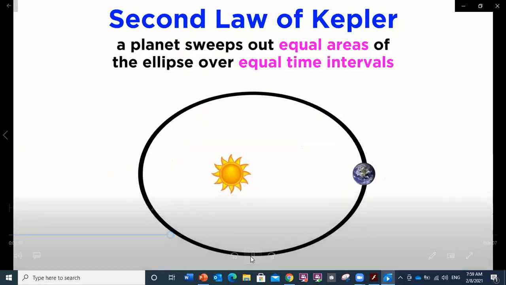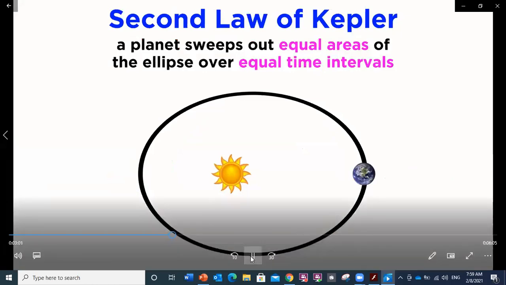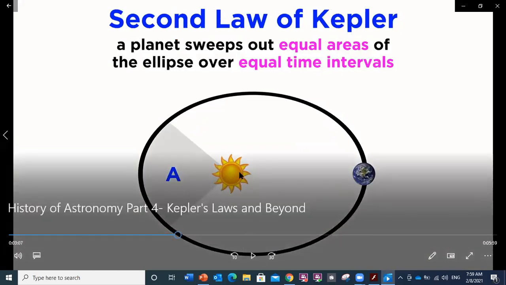Okay. A little more formally, it says that a planet will sweep out equal areas over equal time intervals. Yes, if we draw a line between the Sun and the planet, it's an imaginary line. When the Earth moves here a small distance, the area it covers here must equal this area which happened in the same time.